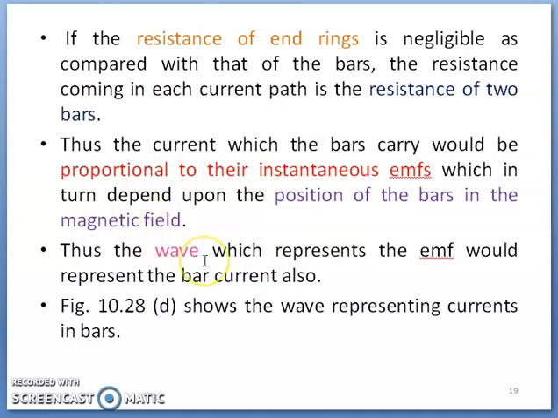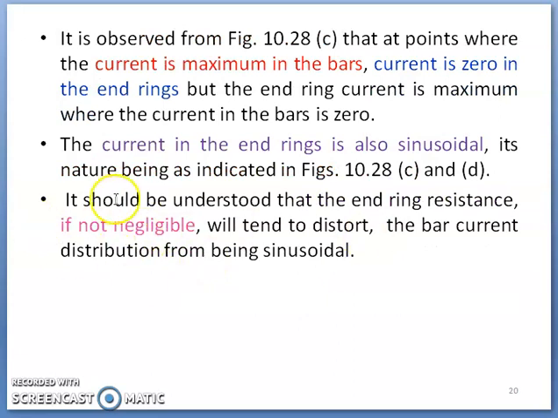Thus, it should be understood that the end ring resistance, if not negligible, will tend to distort the bar current distribution from being sinusoidal. So this is based on the assumption that, to have sinusoidal variation of currents in the bar, end ring resistance is neglected. Once end ring resistance is neglected, whatever current flows through bars and end rings follows the sine law.